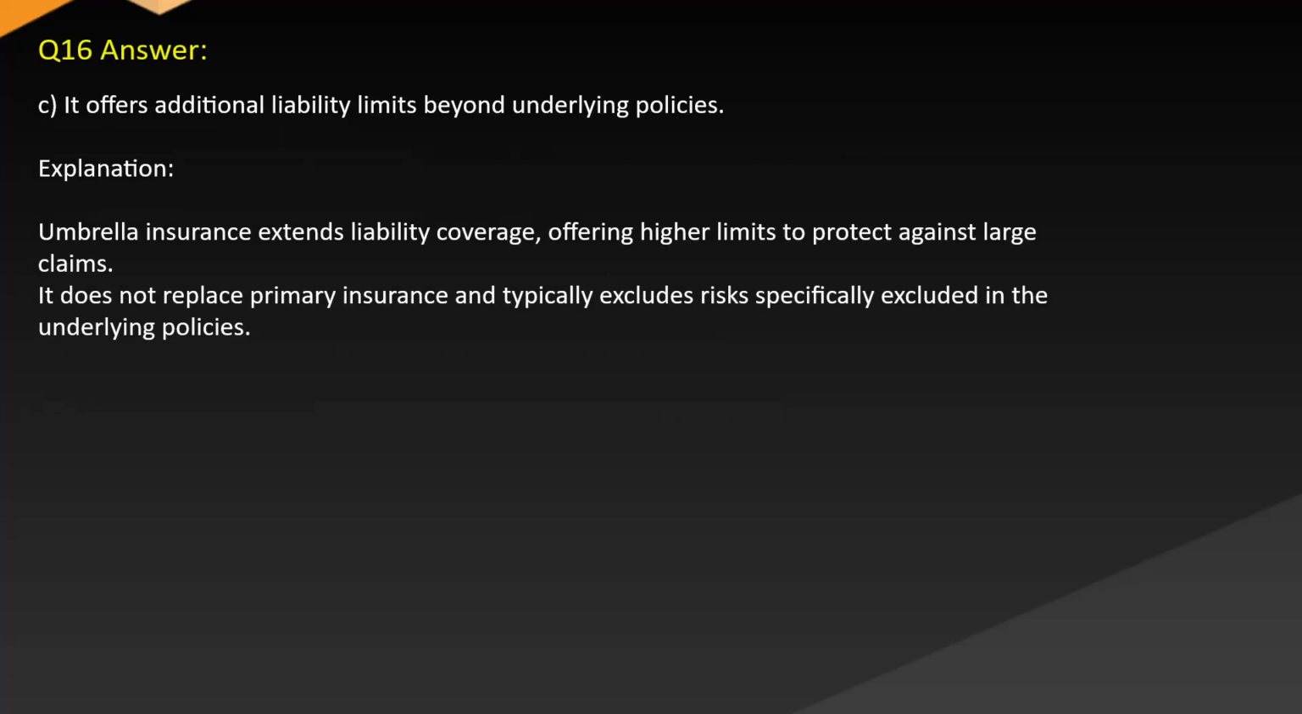Answer: C. It offers additional liability limits beyond underlying policies. Explanation: umbrella insurance extends liability coverage, offering higher limits to protect against large claims. It does not replace primary insurance and typically excludes risks specifically excluded in the underlying policies.